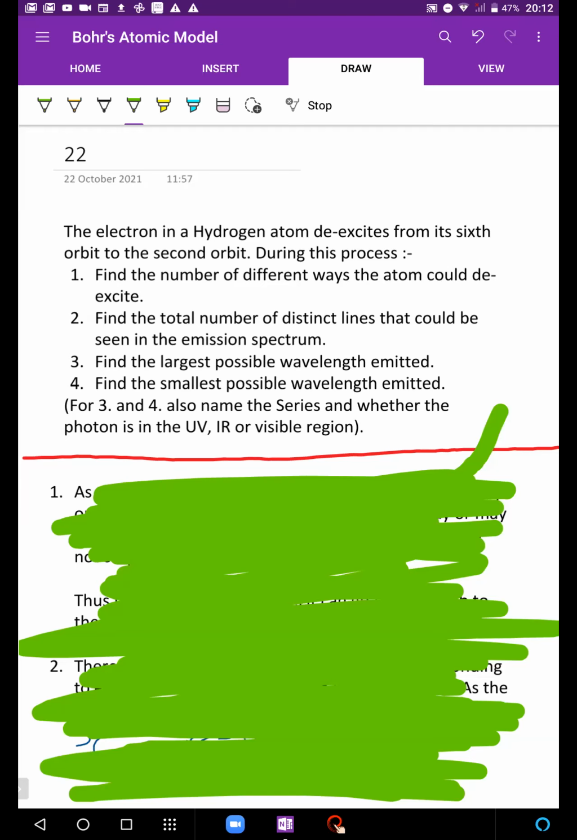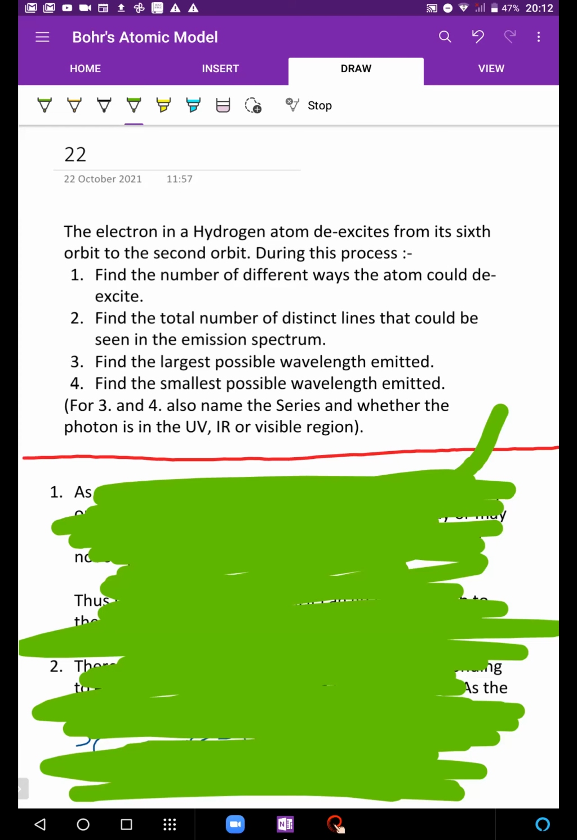Think and answer. Find the number of different ways the atom could de-excite from the 6th to the 2nd, specifically that. Second question, find the total number of distinct lines that could be seen in the emission spectrum. क्या क्या line देखने का chance हो सकता है? Total number of distinct lines.